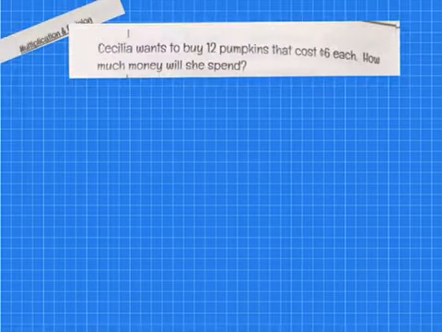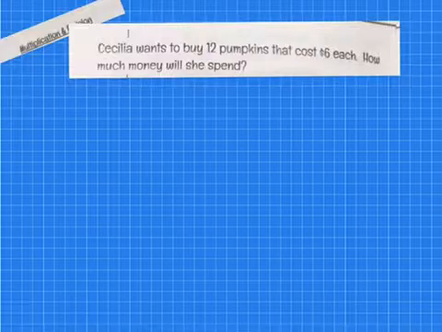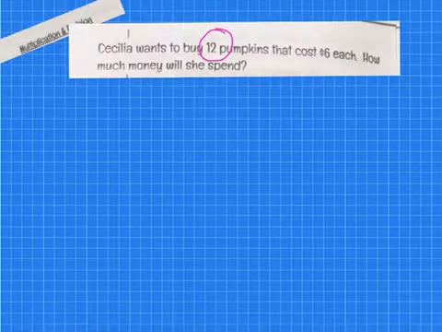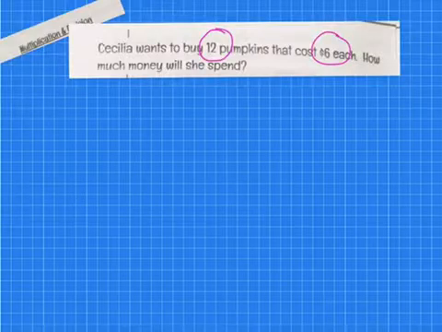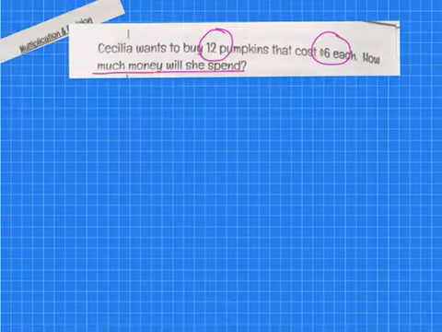Okay, so in my mind movie, I saw right away that Cecilia was buying pumpkins. How many pumpkins did she want to buy? That's right, 12 pumpkins. And how much did each pumpkin cost? $6. Good. So I have my information. It's right there in my word problem, so now I need to set it up. So I'm looking for how much money will she spend on all those pumpkins.